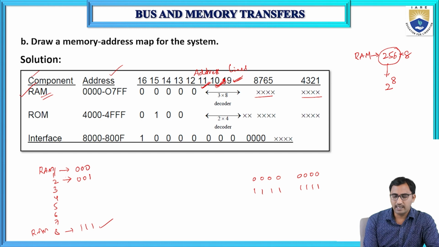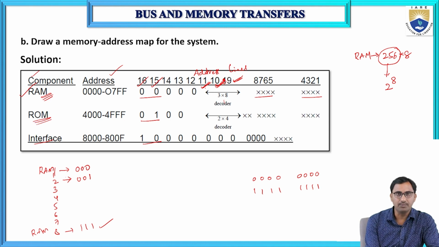So these 9, 10, 11 are the inputs to the 3 by 8 decoder. The outputs of the 3 by 8 decoder are connected to the respective RAM chips. And the RAM is identified with the higher order 2 bits. So 0, 0 is for the RAM, 0, 1 is for RAM, and 1, 0 for the interface. So this is a mapping.